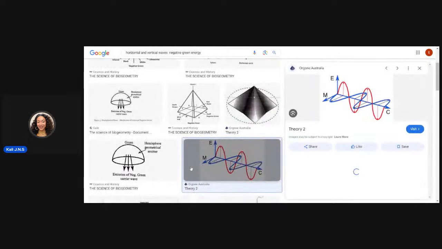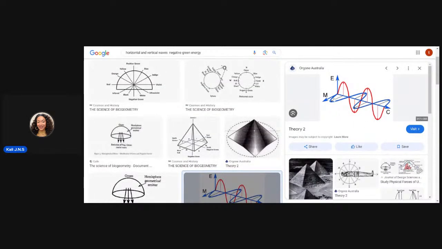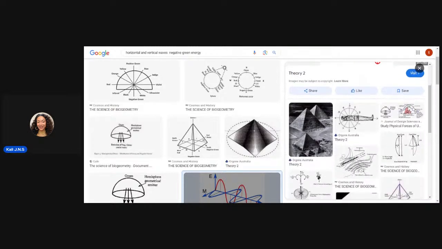Okay. This is the best picture. And so, yeah, this one is showing it correctly. So the vertical is the electrical wave of the negative green energy, and the magnetic is the horizontal wave of the negative green energy.